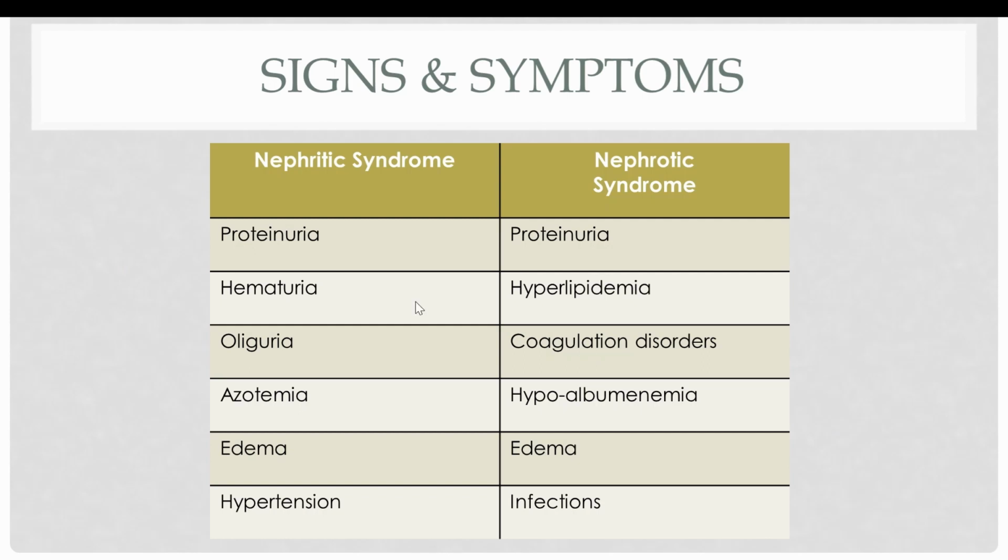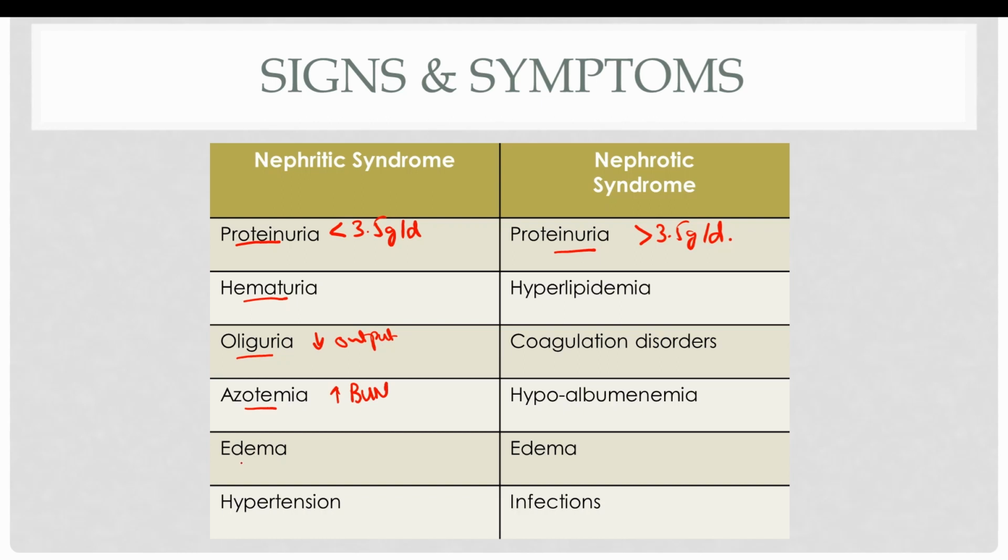Coming on towards the signs and symptoms, proteinuria is a typical feature present in both nephritic and nephrotic syndromes. In the nephritic syndrome, proteinuria is typically less than 3.5 grams per day, whereas in nephrotic syndrome, proteinuria is higher than 3.5 grams per day. Hematuria means presence of blood in the urine. Oliguria means decreased urinary output. Azotemia means increased blood urea nitrogen.